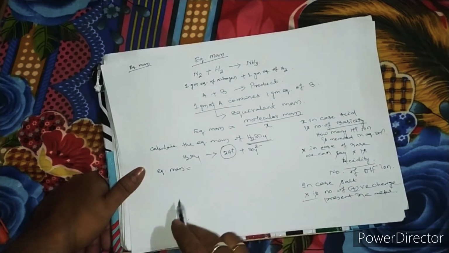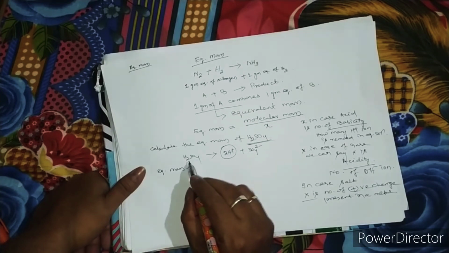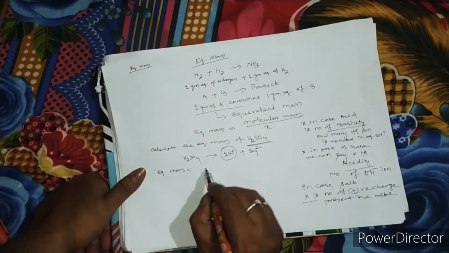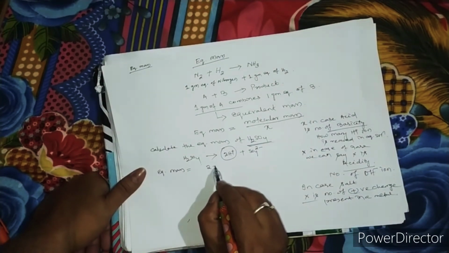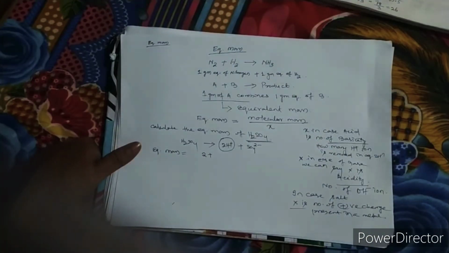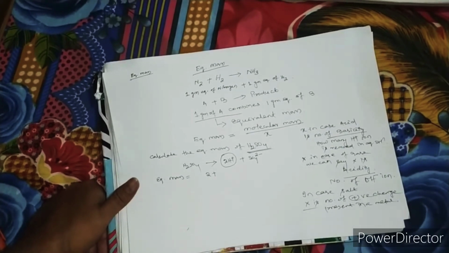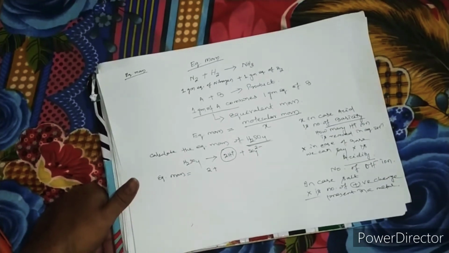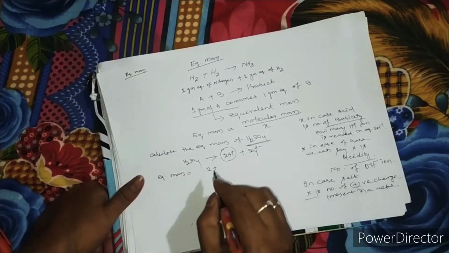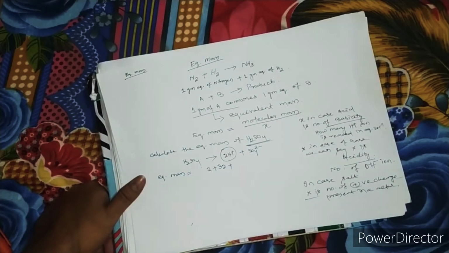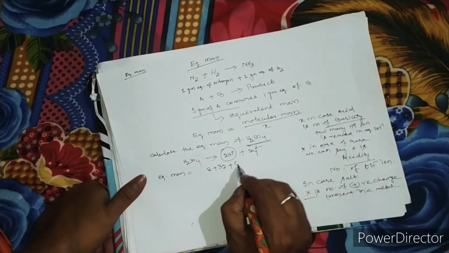So the molecular mass of sulfuric acid we can calculate. One atom of hydrogen, atomic mass is 1. Here H2 means atomic mass is 2. Atomic mass of sulfur is 32, and here one sulfur is present, so we write 32. And atomic mass of oxygen is 16, and here 4 oxygen atoms are there, that is 64.